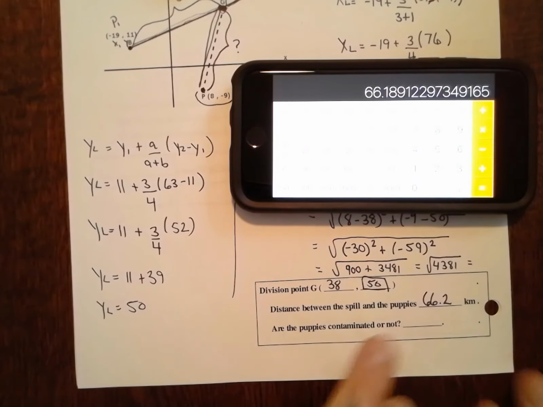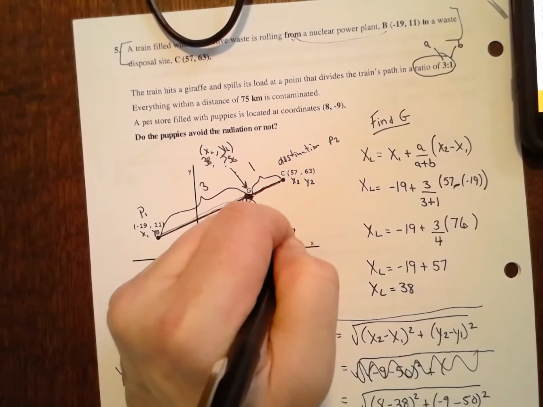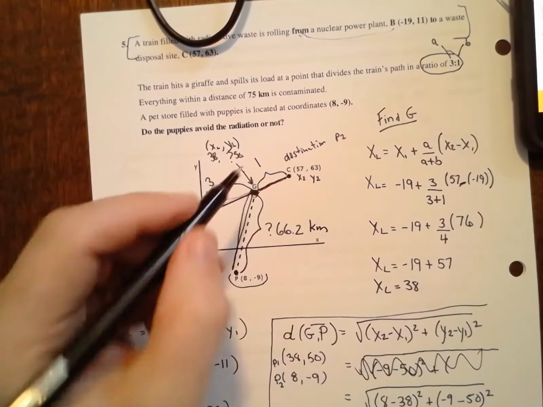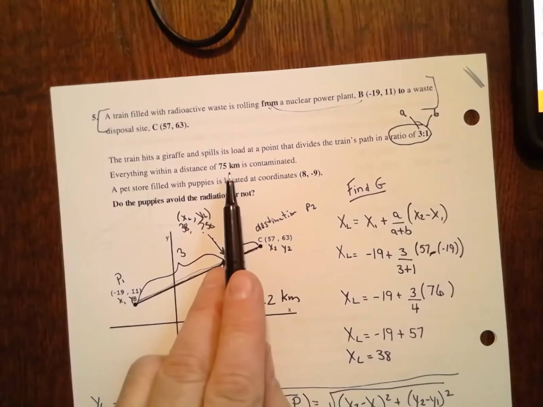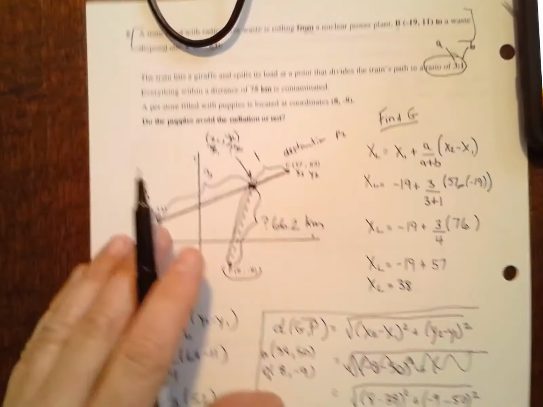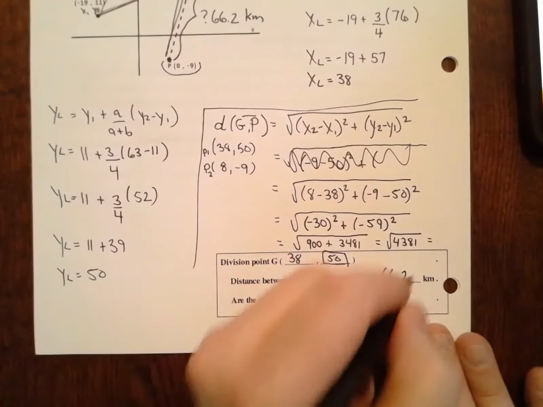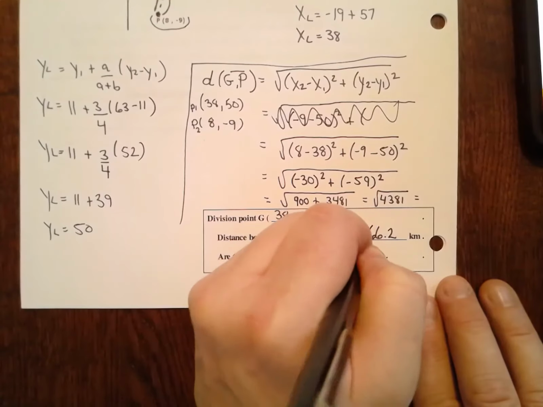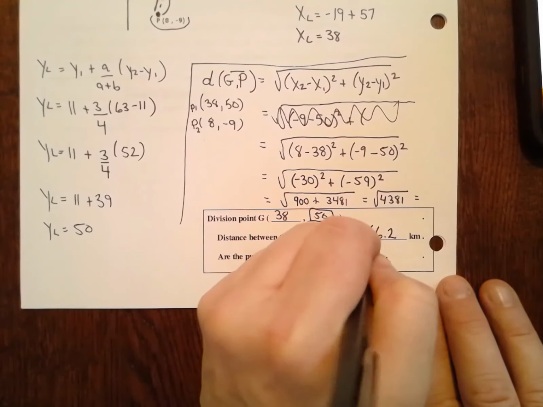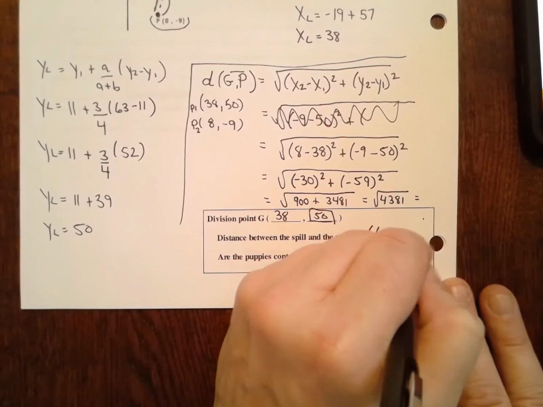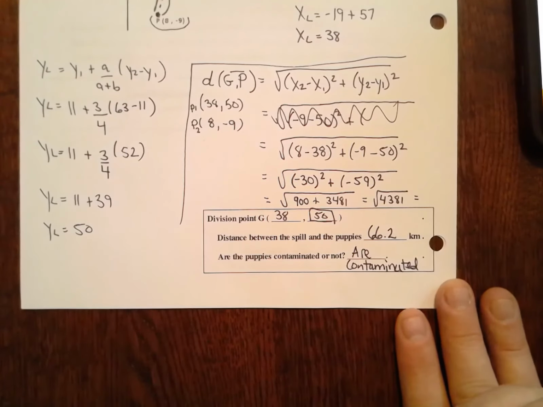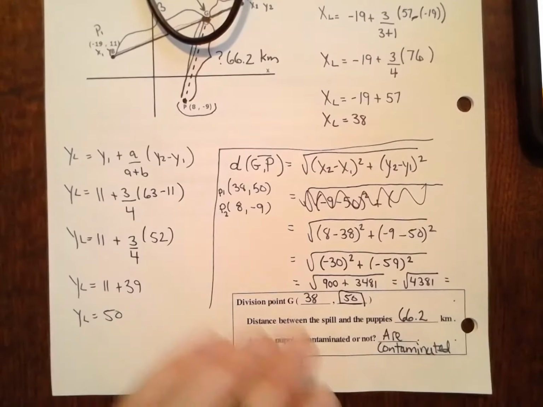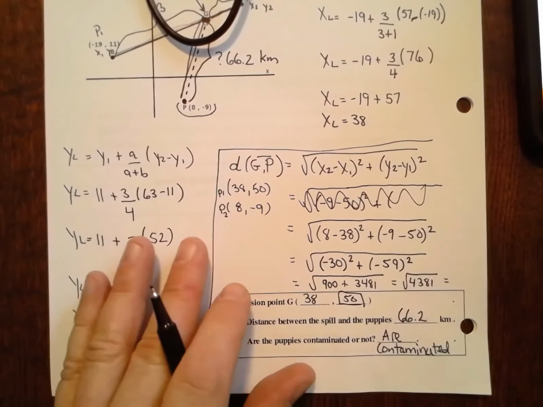And because the 66.2 kilometers is not 75, that means those poor puppies aren't going to be purchased by anybody anytime soon, because the puppies are contaminated. They are not safe, thanks to Mr. Auger's wicked math problem.